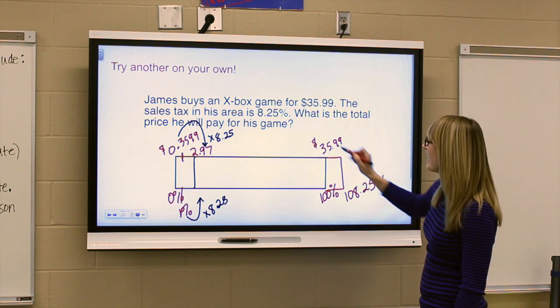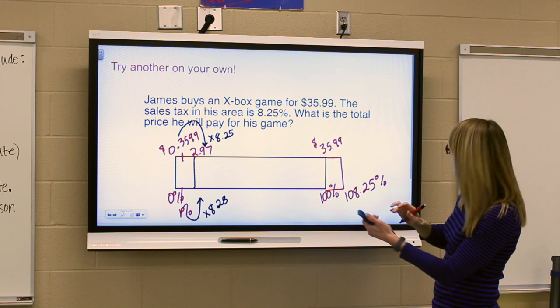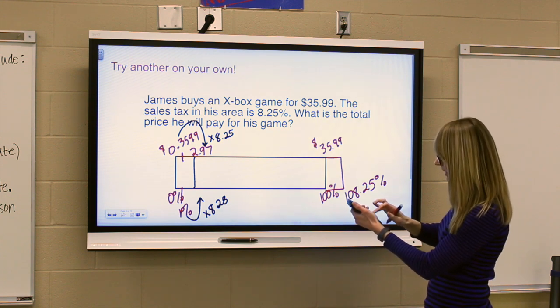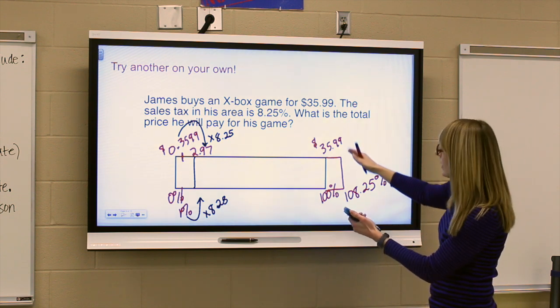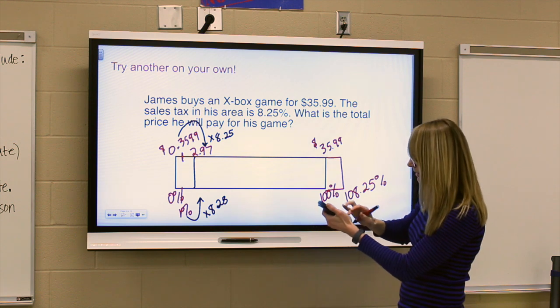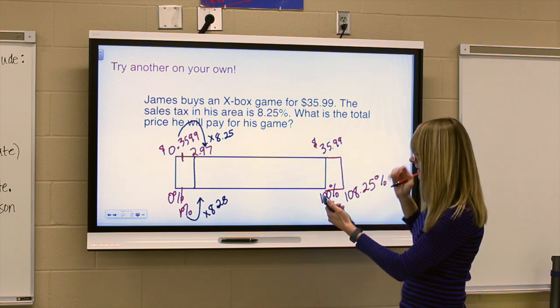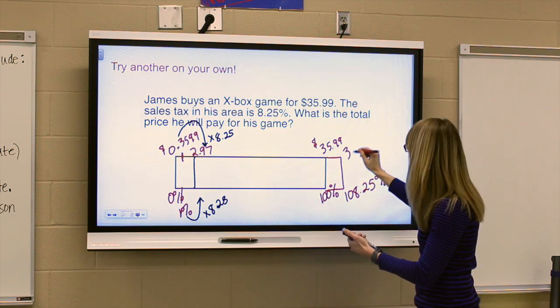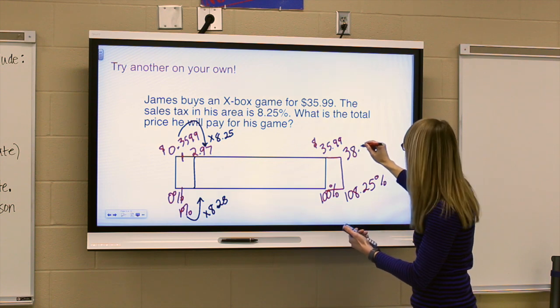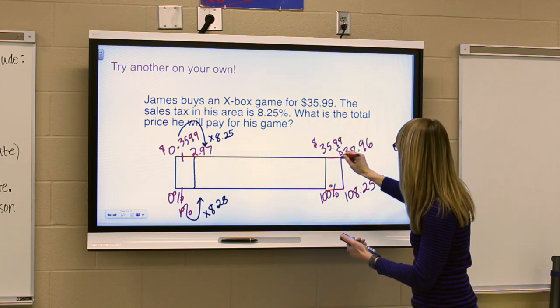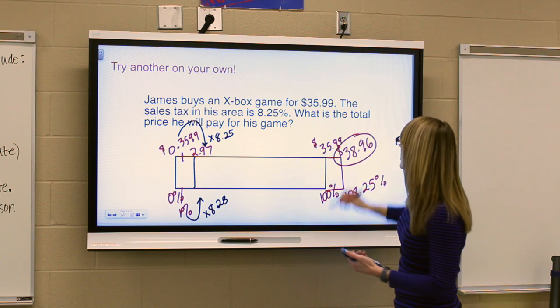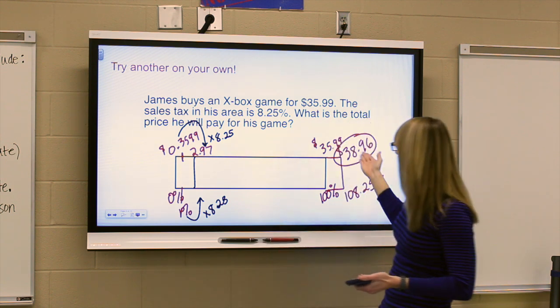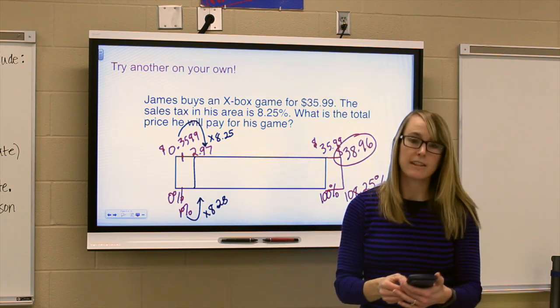108.25%. And if I go ahead and add my $35.99 plus my tax of $2.97, I get a total cost of $38.96. So what is the total price he will pay? There you go. That's with tax added in there.